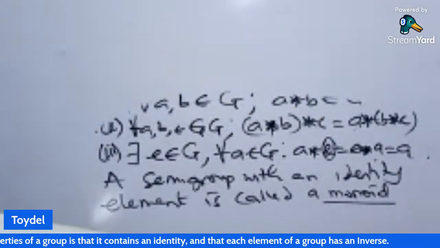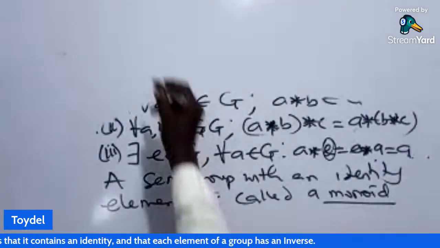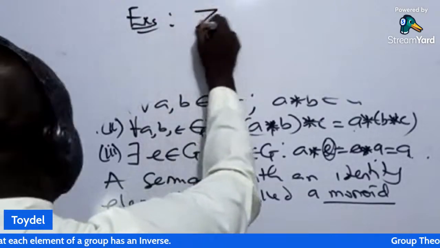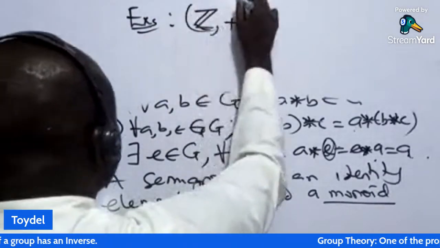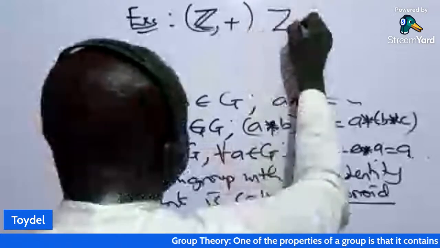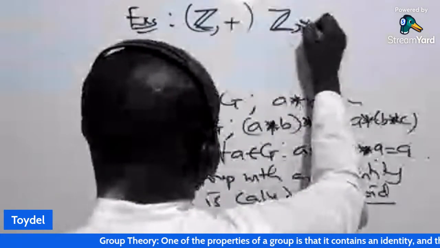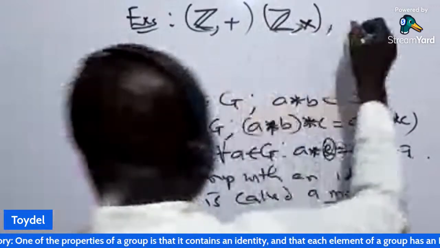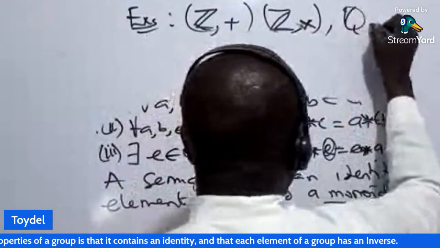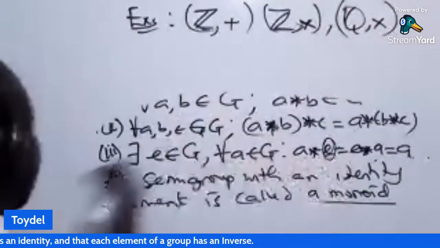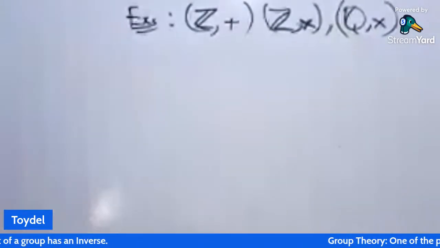Let's see specific examples of a monoid. Integers under addition is a monoid. Integers under multiplication is also a monoid. Rational numbers under multiplication is a monoid. Natural numbers is also a monoid. There are so many examples, but I will just test one.